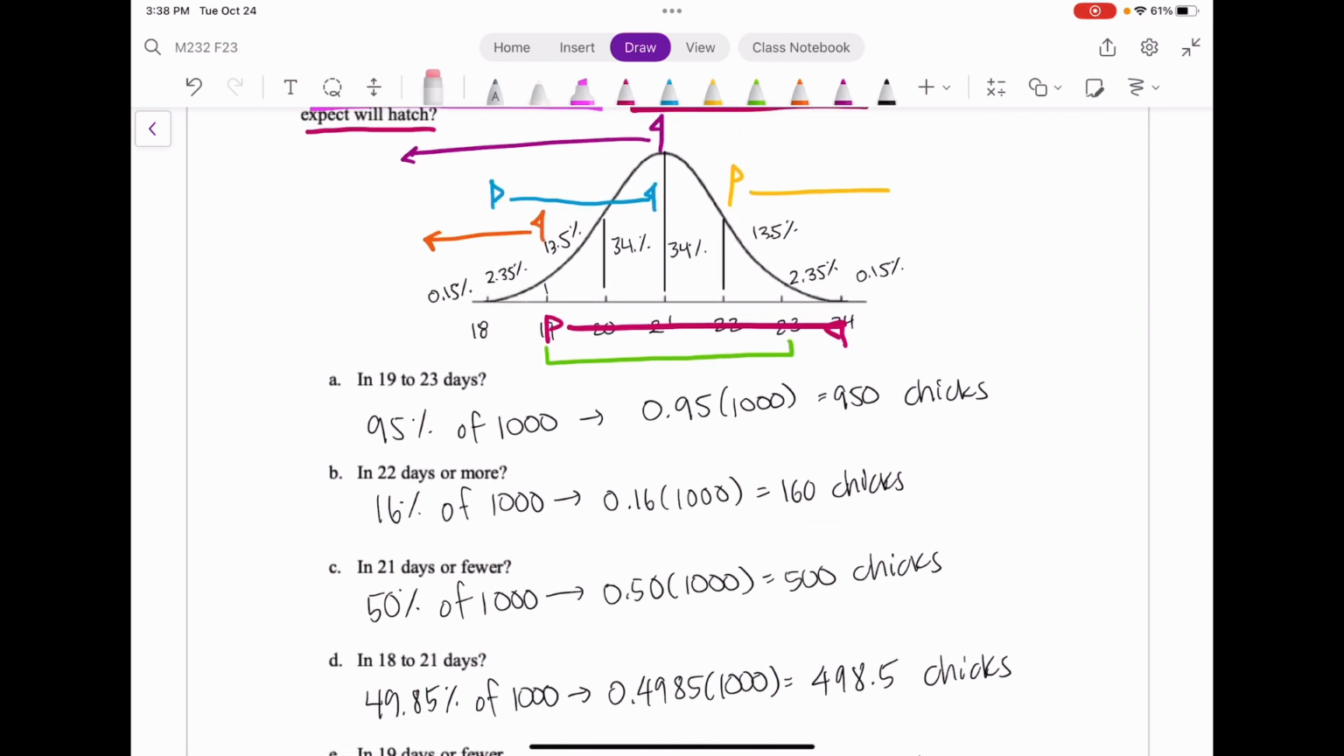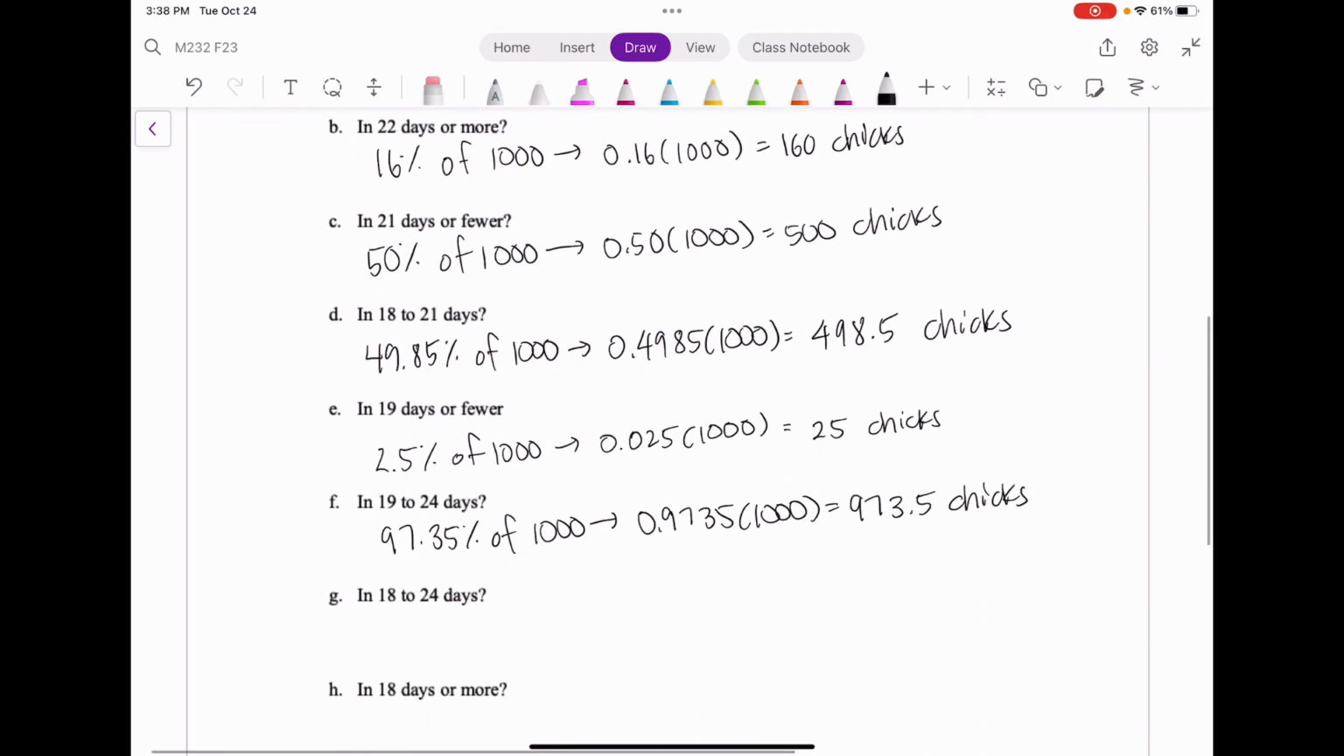18 all the way to 24 is 3 standard deviations, which we know is 99.7%. Calculating 99.7% of 1,000 means we turn that into a decimal, multiply by 1,000, I get 997 chicks.